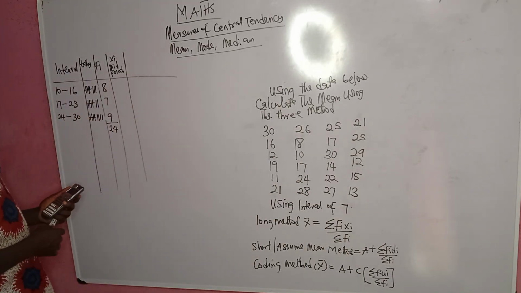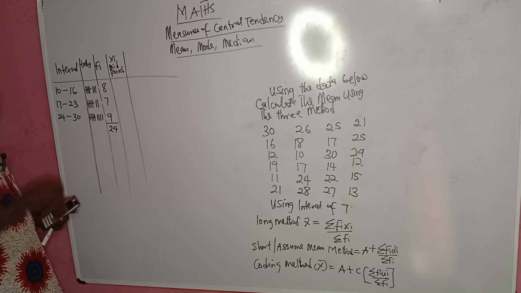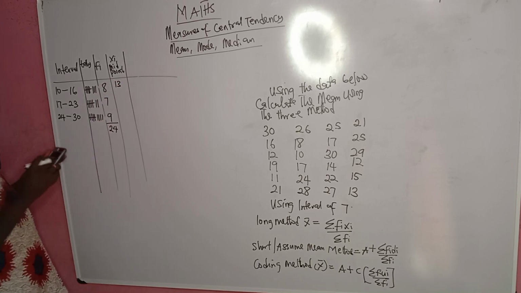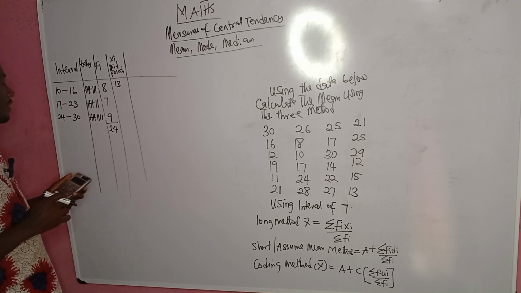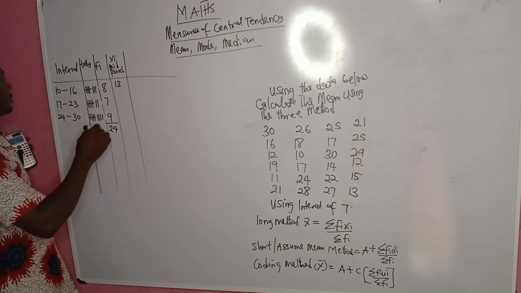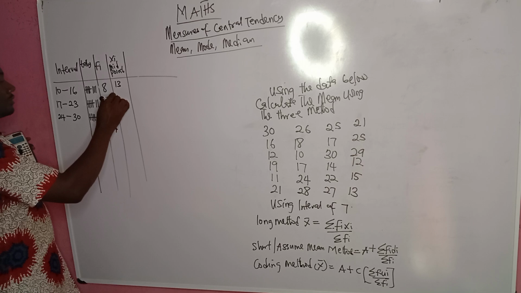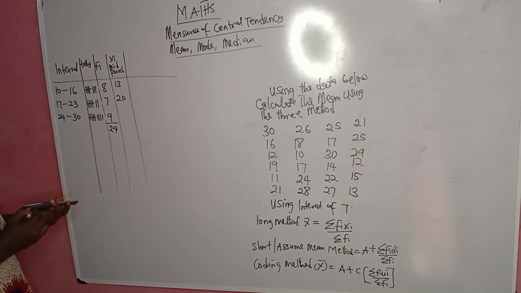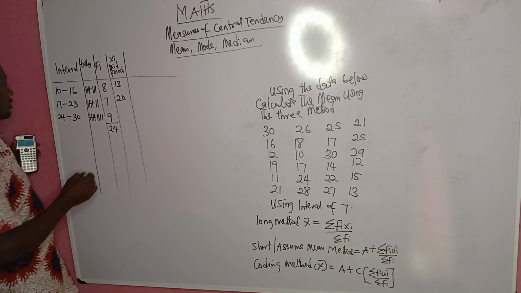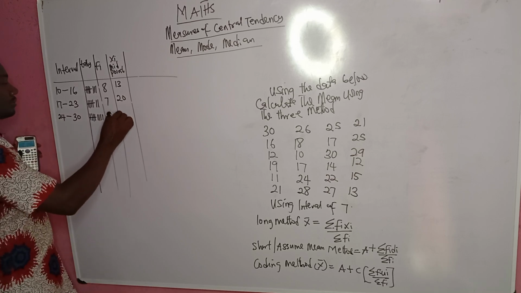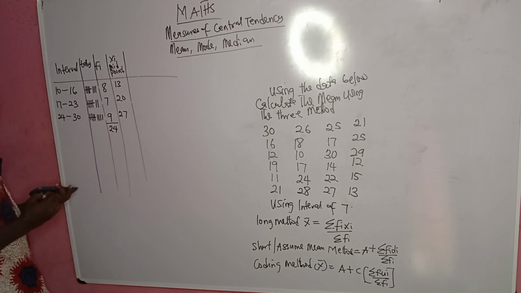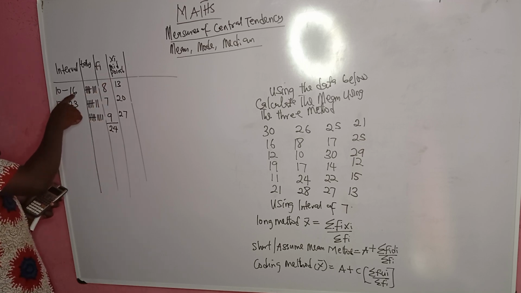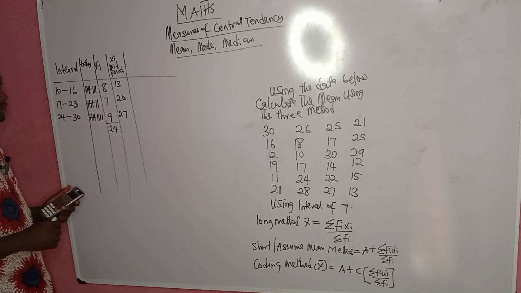So 10 plus 16, that will give us 26 divided by 2. So the first one is 13. 17 plus 23, that is 40 divided by 2. That is 20. 24 plus 30, that is 54 divided by 2. That is 27. Okay, so that is how to get the midpoint, which is the x line: lower interval plus upper interval divided by 2.